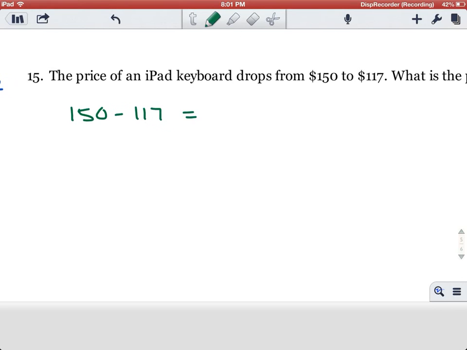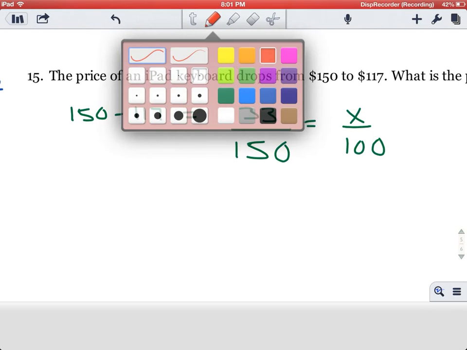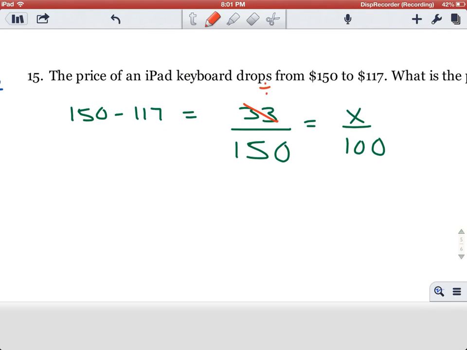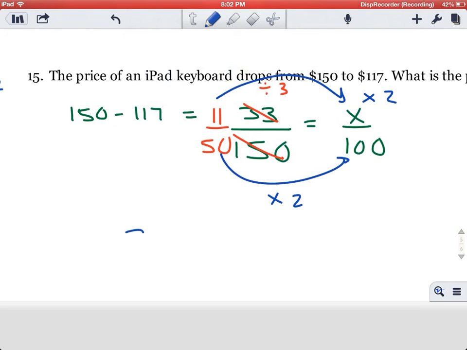We need the amount of change, which is 33, over the original amount. We can also reduce this by 3. That'll make 11/50 times 2 times 2. 22%.